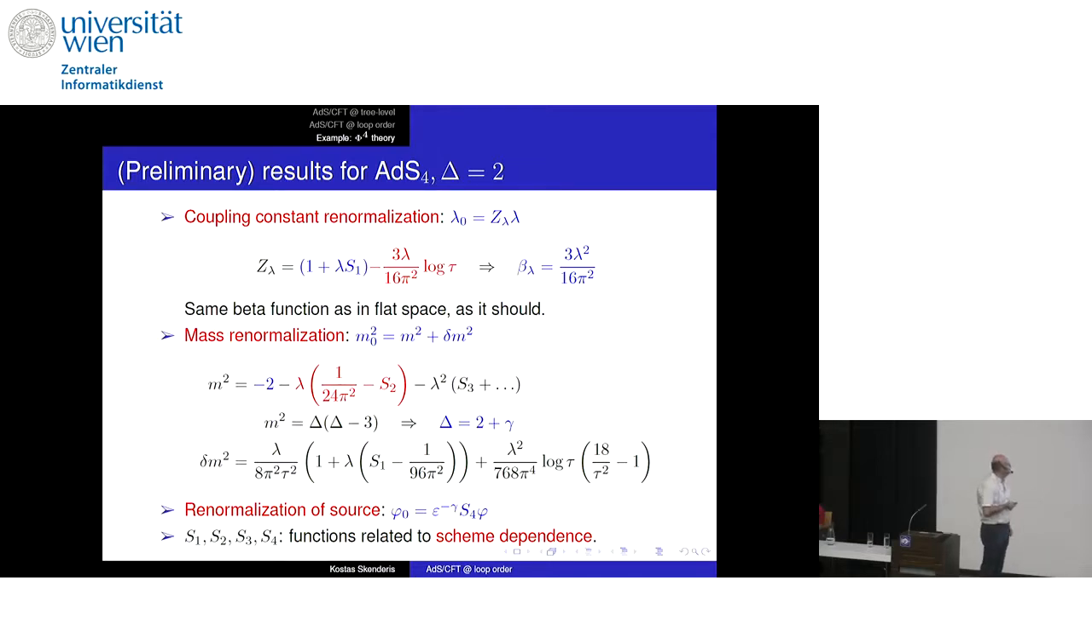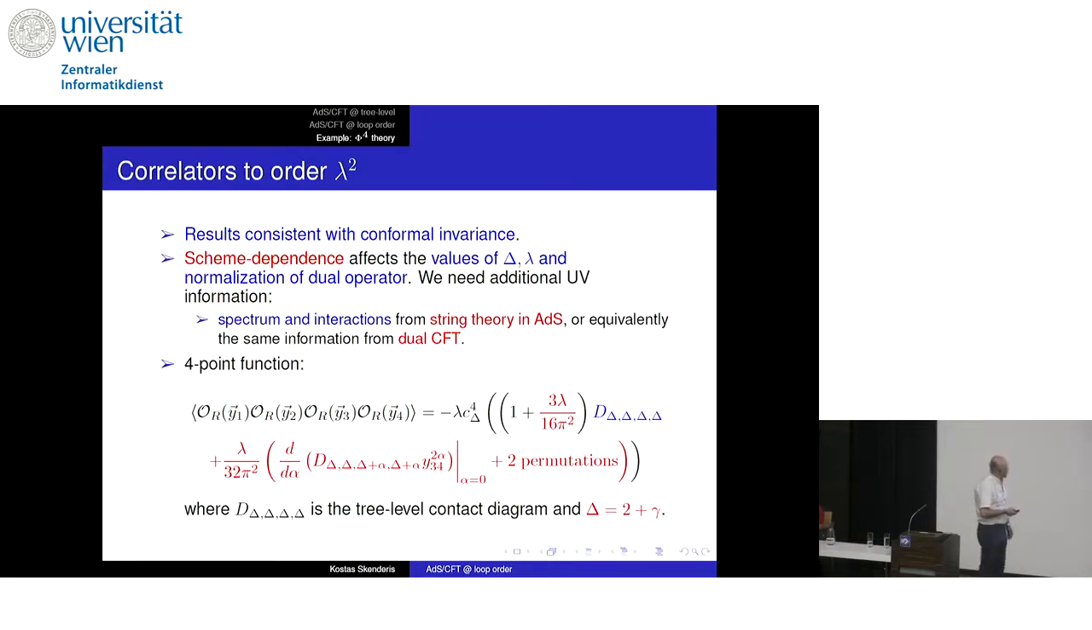Then there is a normalization of the mass. These are the infinite terms here, and then these are the finite terms. And here I want to emphasize the scheme dependence. The functions S1 to S4 encode the scheme-dependent arbitrary functions. And the anomalous dimension is already scheme dependent at leading order. So without specifying the scheme, you cannot say what the anomalous dimension is.